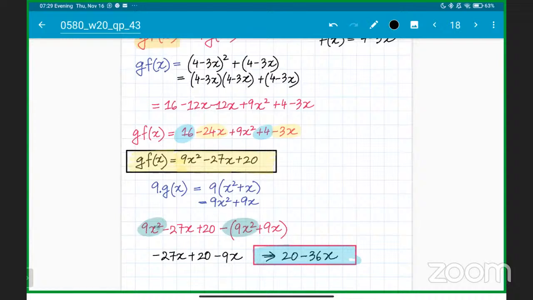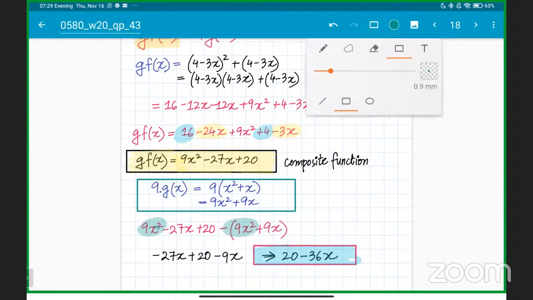So what we got, the composite function, is this. We got the composite function as 9x squared minus 27x plus 20. You getting it? And then we got this one, that is 9x squared plus 9x. Okay, following?